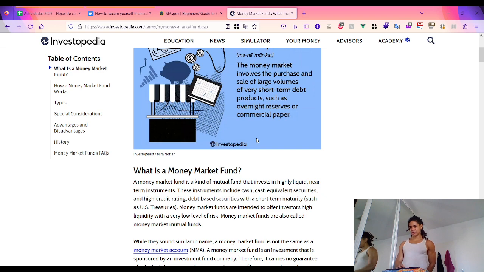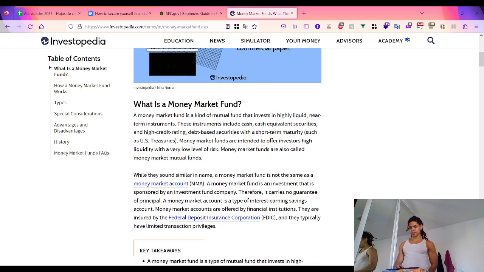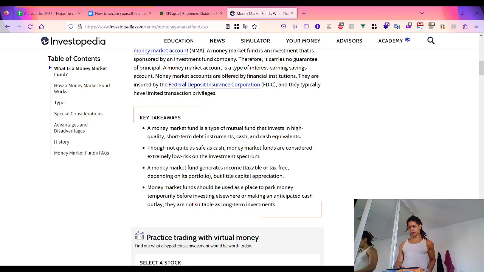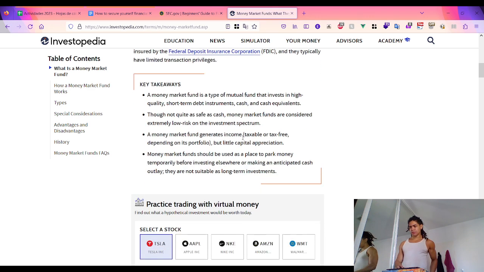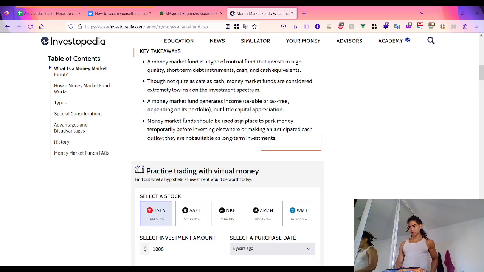The idea here is to get high liquidity. Though not quite as safe as cash, money market funds are considered extremely low risk on the investment spectrum. A money market fund generates income, taxable or tax-free depending on its portfolio, but little capital appreciation. Money market funds should be used as a place to park money temporarily before investing elsewhere or making an anticipated cash outlay. They are not suitable as long-term investment.